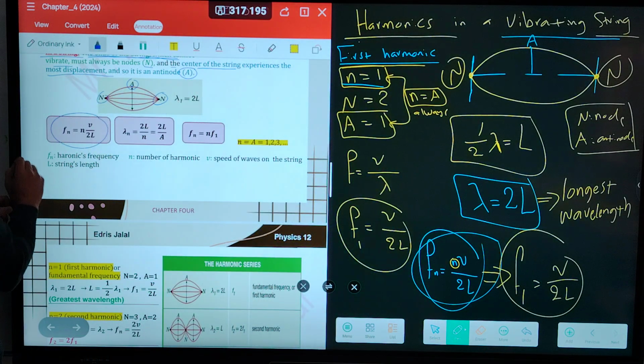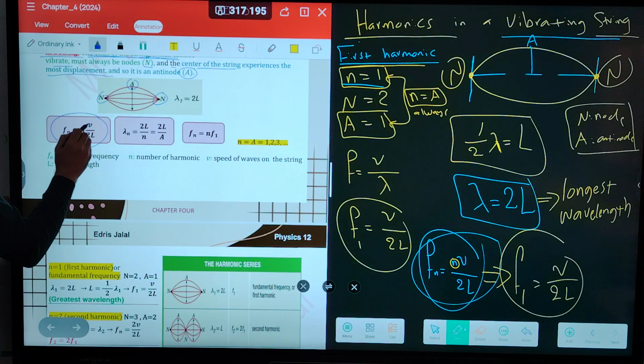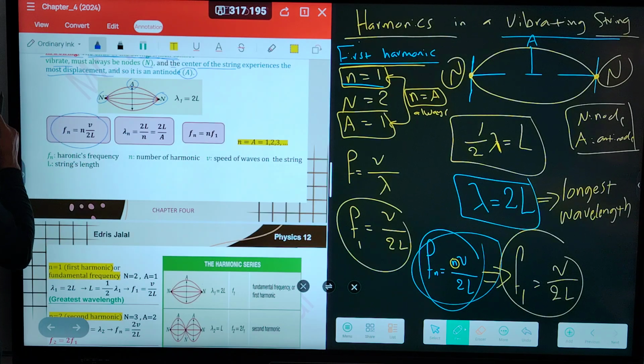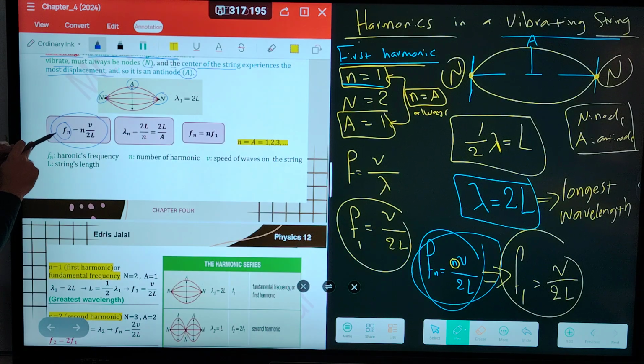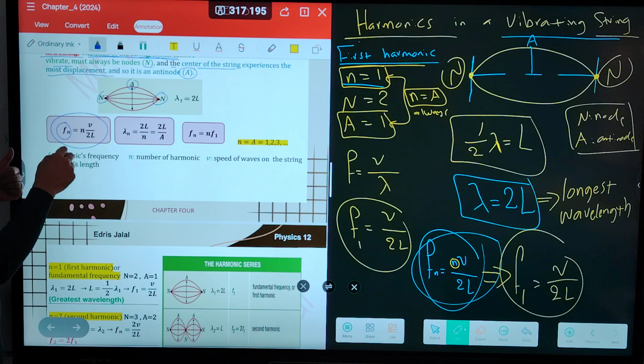In this equation, you can find the frequency for each harmonic. Look at this relation: Fn is equal to nv over 2L. This equation can be used to find what? The frequency of each harmonic. If n is equal to 1, frequency becomes v over 2L. But if n is equal to 2, the frequency for the second harmonic is equal to 2 times v over 2L. Now I'm going to explain, okay?